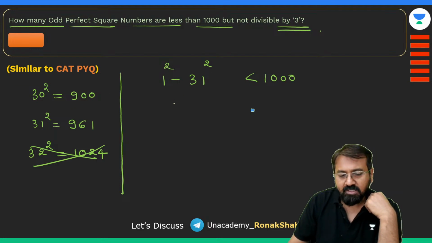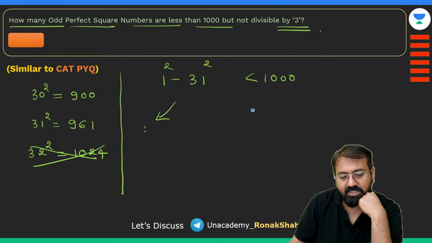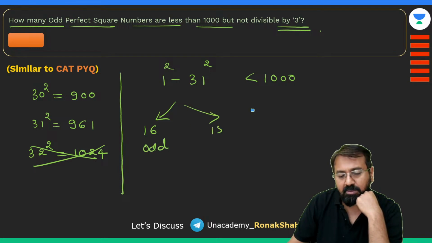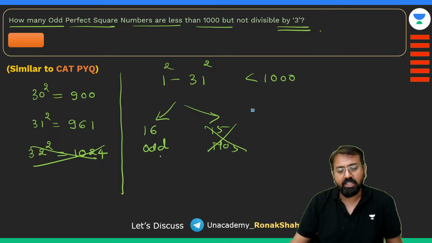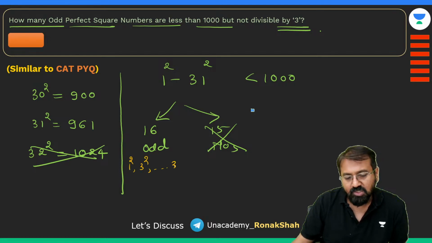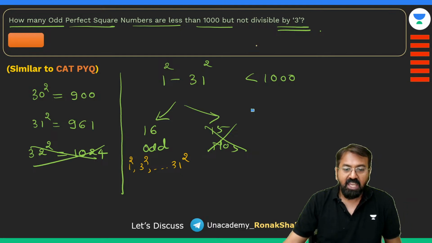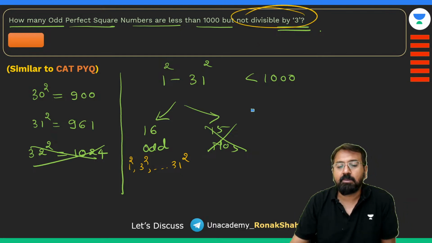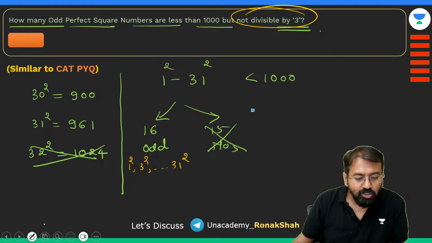Now out of these 31 numbers, can I say there will be 16 odd numbers and 15 even numbers? Yes, so we can't take these 15 even numbers. We need to take the 16 odd numbers. Which are the 16 odd numbers? 1 square, 3 square, up to 31 square. So we are talking about this. And we don't want it to be divisible by 3. So we need to exclude this.